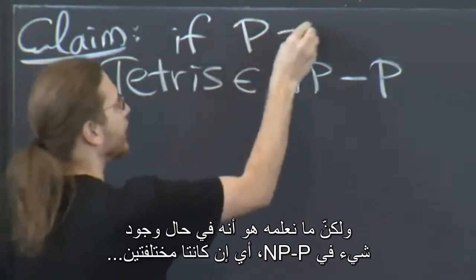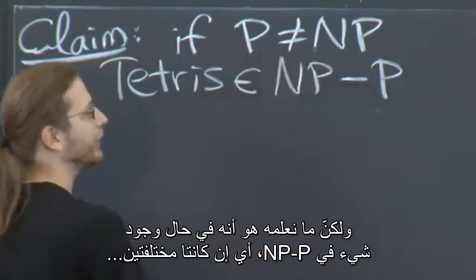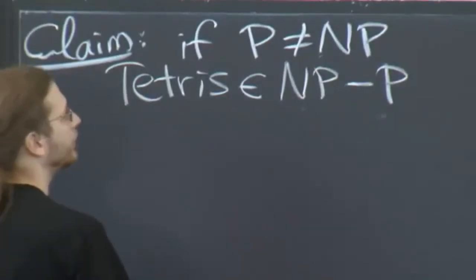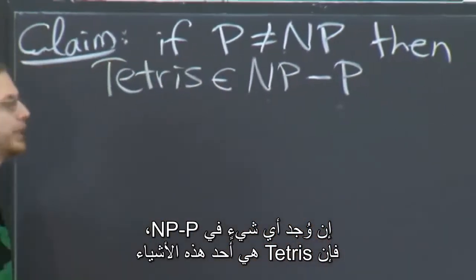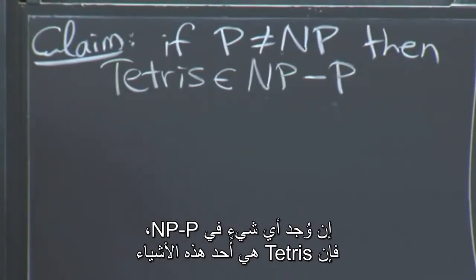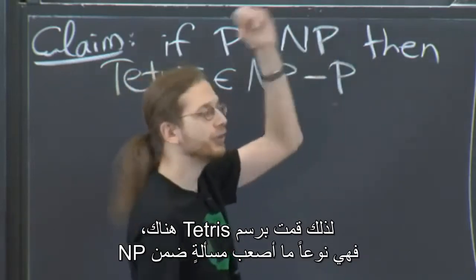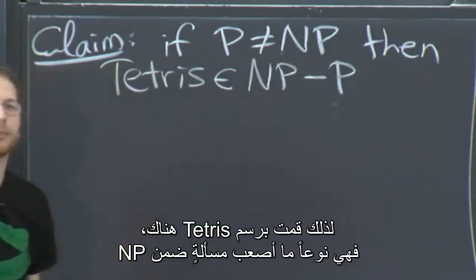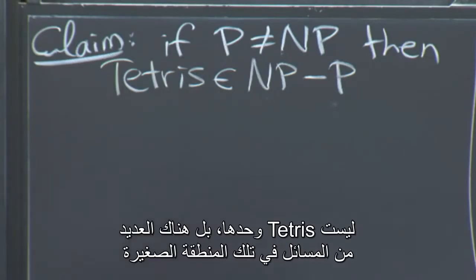is that if there's anything in NP minus P, if they are different, then Tetris is one of those things. That's why I drew Tetris out there. It is, in a certain sense, the hardest problem in NP. Tetris. Why Tetris? Well, it's not just Tetris. There are a lot of problems right at that little notch.